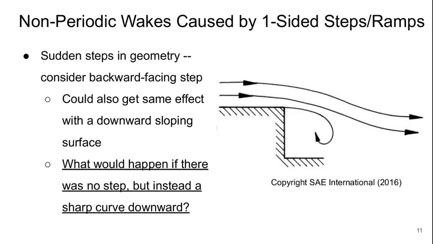This is when you have a one-sided step or a ramp. Basically, you've got a sudden step in the geometry, like a backward-facing step that's shown here. And of course, you get the same effect as a downward-sloping surface. And what would happen if there was no step, but instead a sharp curve downward? Think about this for a second.